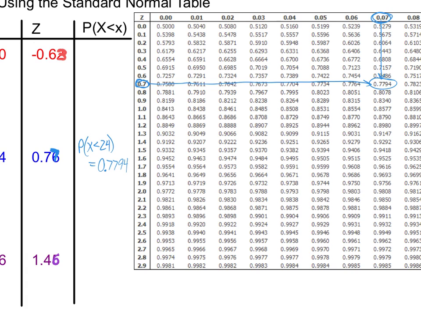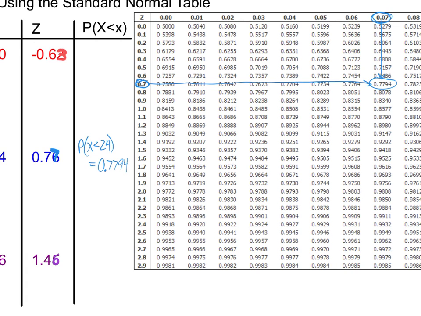So that's how we can use the table. And it actually doesn't matter what the original mean and standard deviation were. If it has a z-score of 0.77, it's going to be 77.94% below it. Sorry, how did you go 24? Oh, gosh, it was the original score. How did you know it was 0.07? Well, I need 7 tenths and 7 hundredths, right? So here's the 7 tenths.